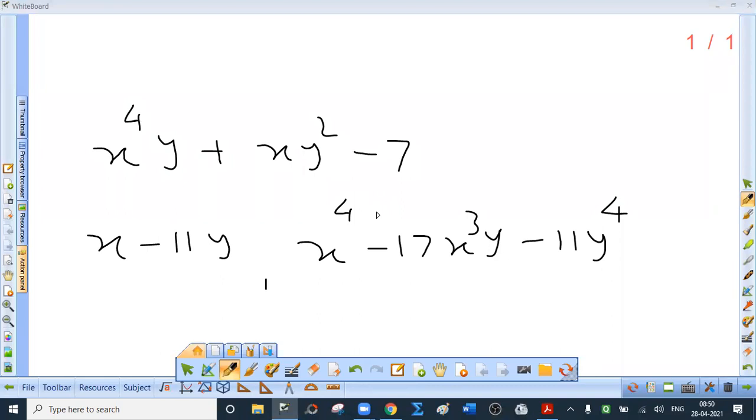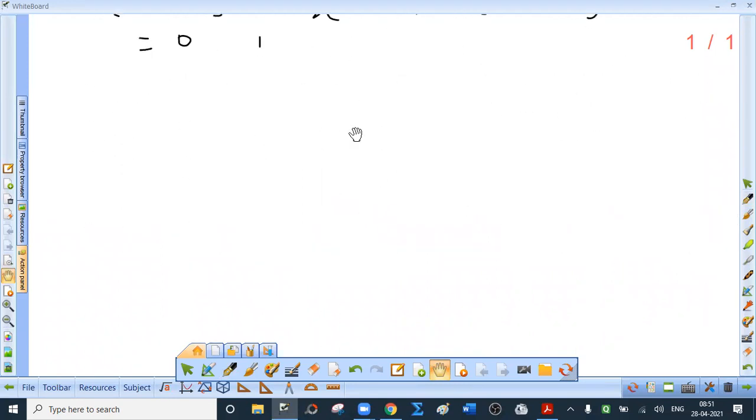So I can say that x minus 11y equal to 0 is now a homogeneous equation. Or on the right hand side, if I say it is, say, 13 x square y square, is this a homogeneous equation? Yes, it is, because all the terms are having the same degree. Now in this topic we are mainly interested in homogeneous expressions and then homogeneous equations of degree 2.